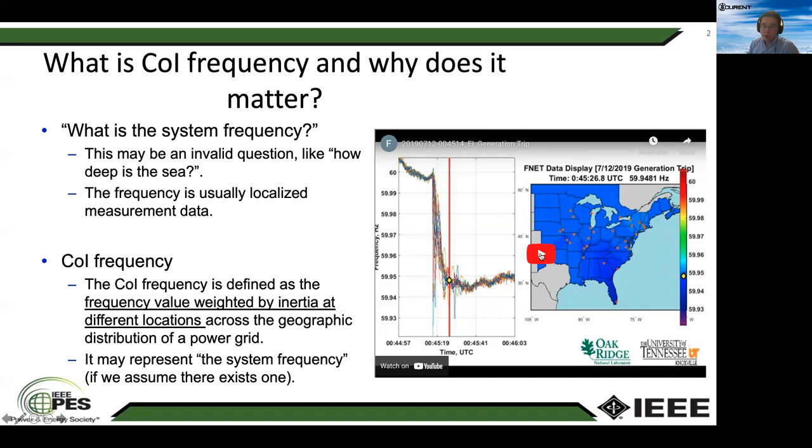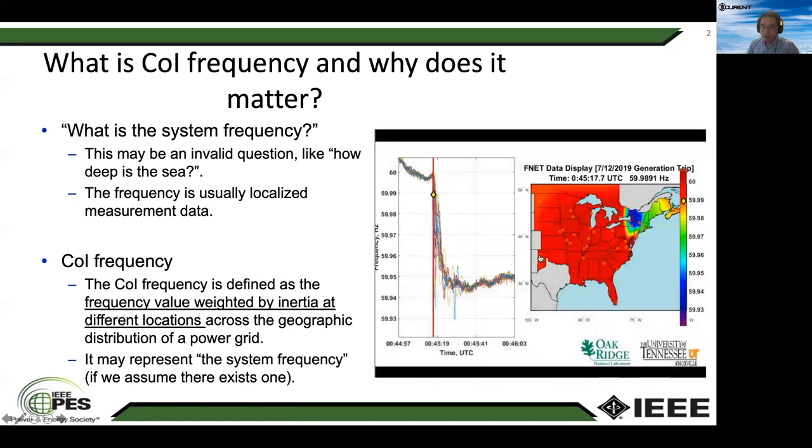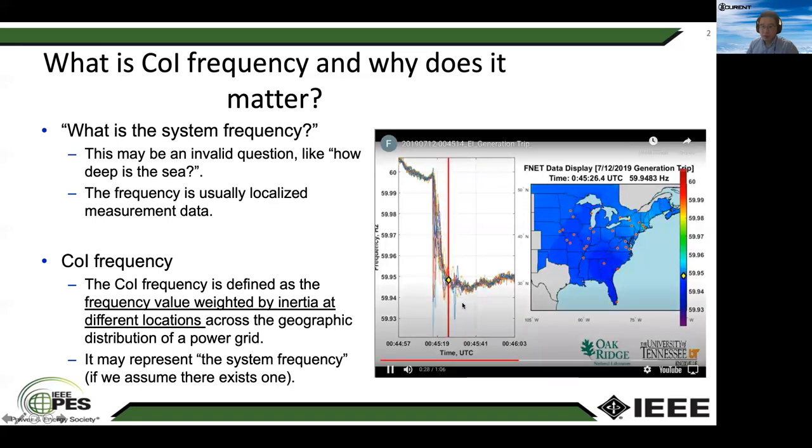On the right, the video shows how the system frequency looks, and also how the frequency measured at different locations will look. If an event happens in the system, we can know that the system frequency needs to consider the frequency at all locations, especially during the changing stages.